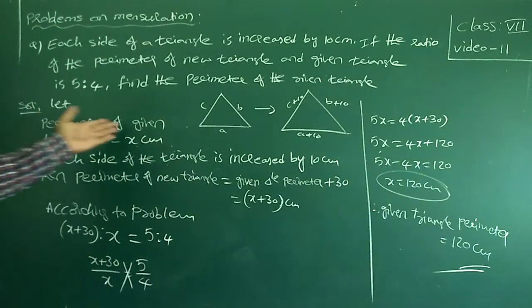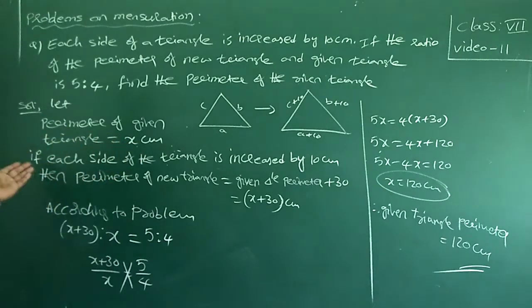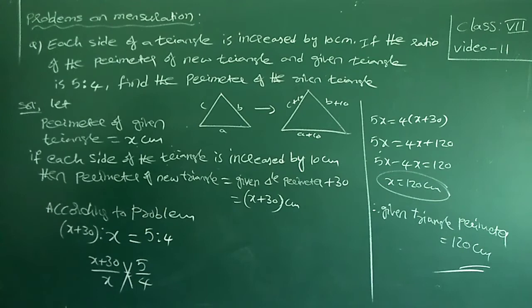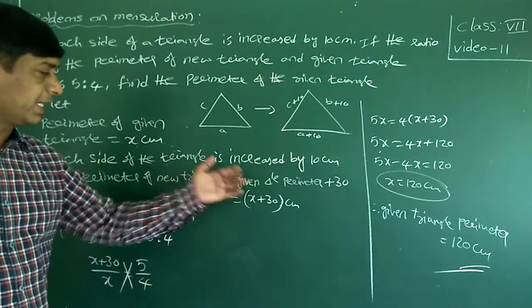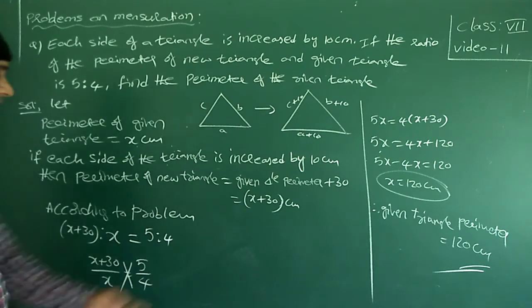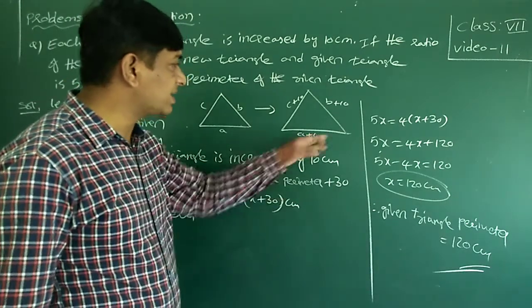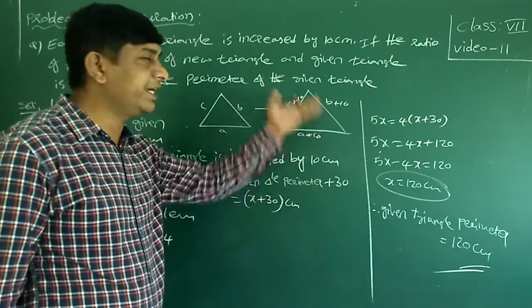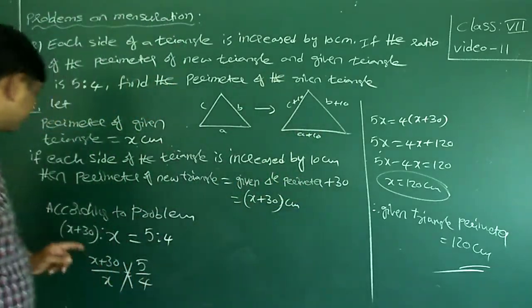Okay, the perimeter of the given triangle is equal to x centimeters. If each side of the triangle is increased by 10 centimeters, then the perimeter of the new triangle is equal to the given triangle's perimeter plus 30. Why 30 only? Why not another value? Because there are three sides only. Each side increases by 10 centimeters, so 3 into 10, 30 centimeters only will increase.